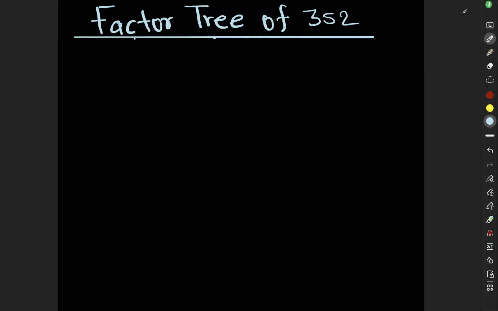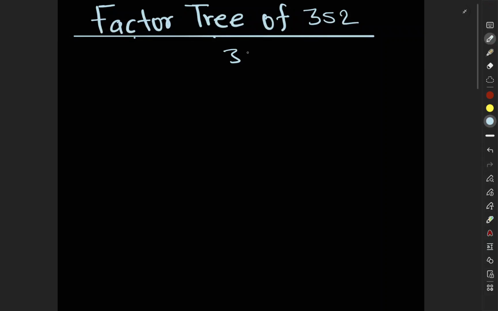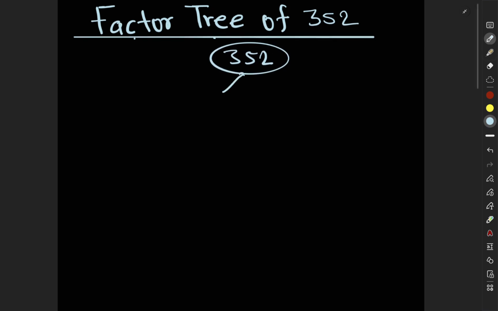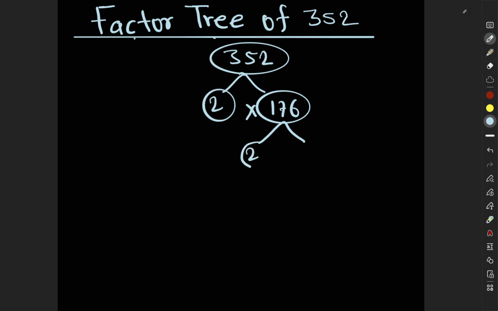Factorization of 352. So 352 can be written as 2 times 176. 2 times 176 means 352. 176 can be written as 2 times 88. 2 times 88 means 176.